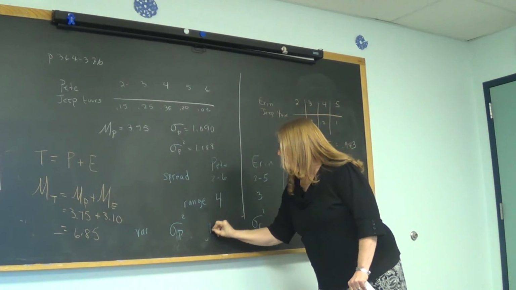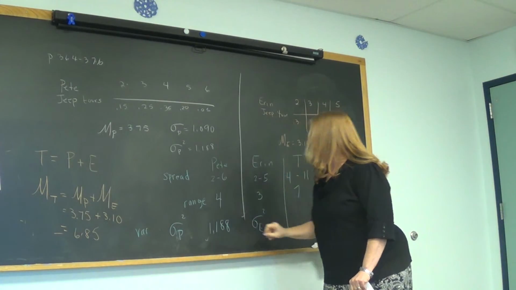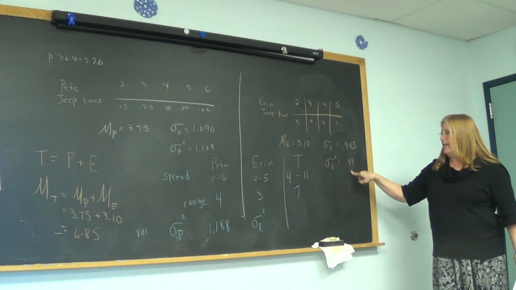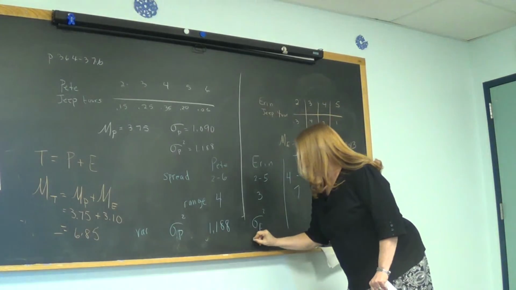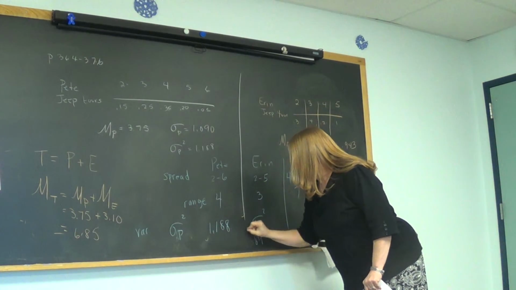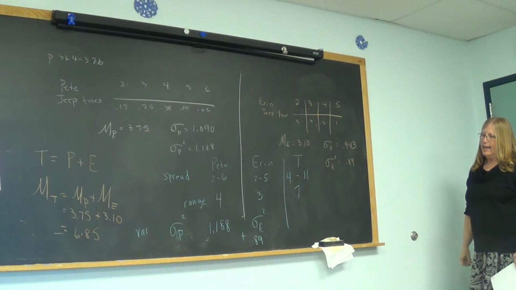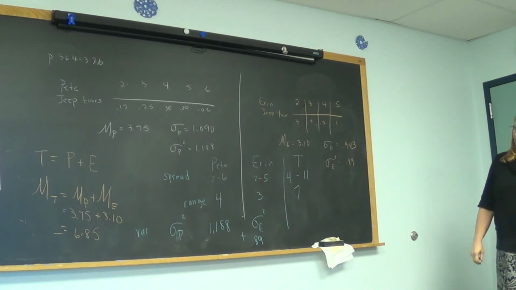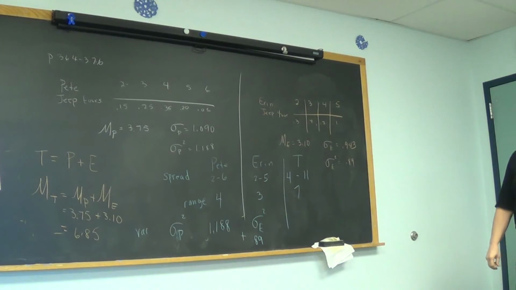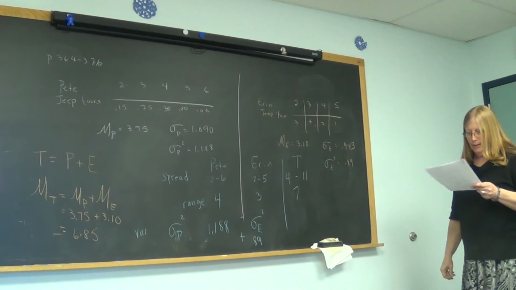So 1.188 for Pete and 0.89 for Erin. So variance is fine, it works the same. So if you would add 1.188 and 0.89, somebody get me that.